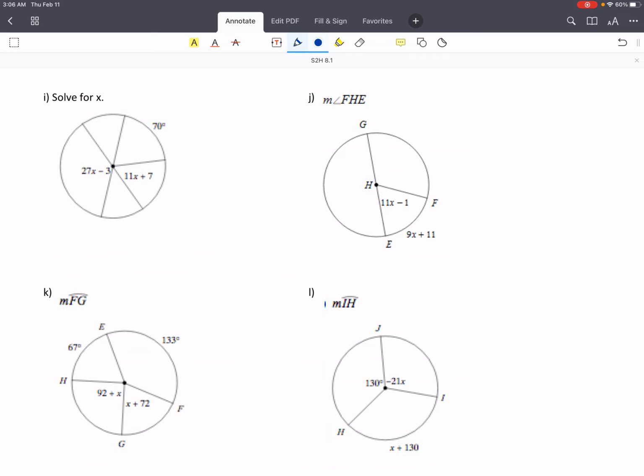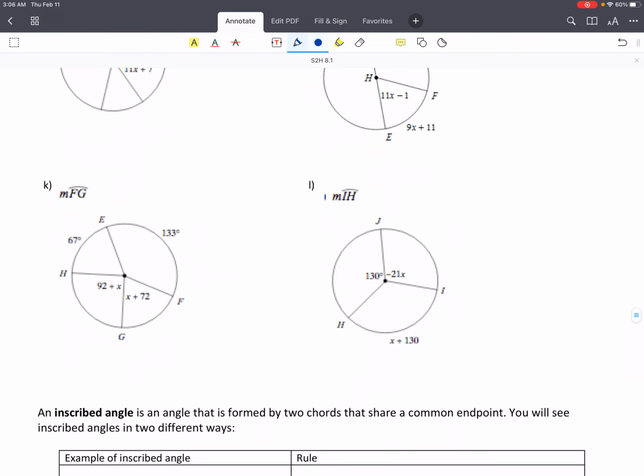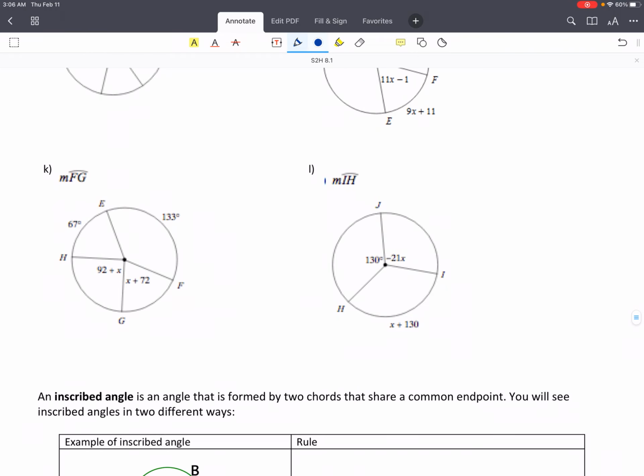Let's see, what other example do I want to do? Let's just do example L. I'm looking for arc IH. Well, I know I have 3 pieces of the circle to give me the full circle. Full circle is 360. And then you can finish solving from there. Let's call that good.